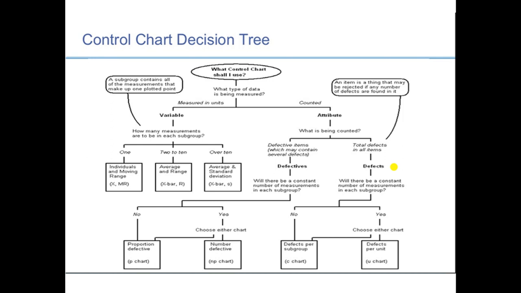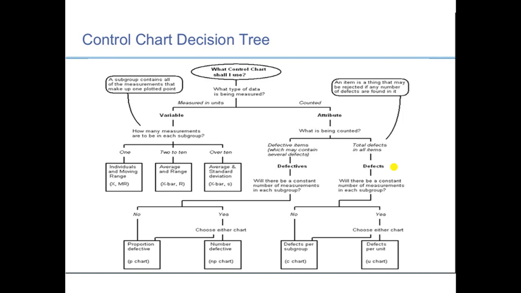If it is defective, then again the question comes: will there be a constant number of measurements in each subgroup? If the answer is yes, you go to the number defective chart, that is the NP chart, or you can go to the P chart, that is the percent defective chart. And if the answer is no, that a constant number of measurements in each subgroup has not been taken, then you have to go to the percent defective chart, that is the P chart.